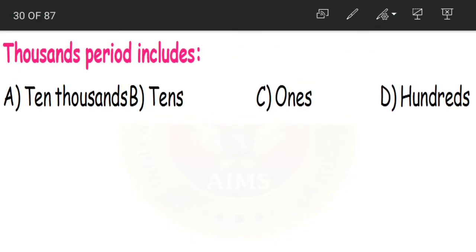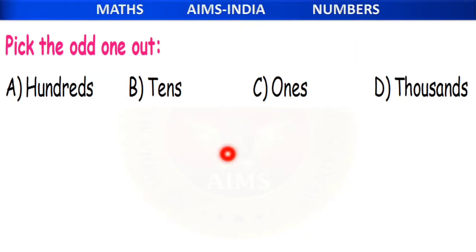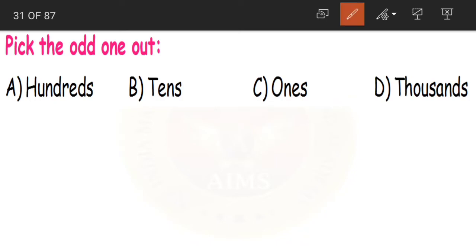Thousands period includes. Now what do we have in thousands period? Thousands and 10,000s. Now which is the correct answer? Option A, 10,000. Yes? Next, pick the odd one out. Hundreds, tens, ones and thousands. Now of these, which is the odd one? Option D, thousands is the odd one.